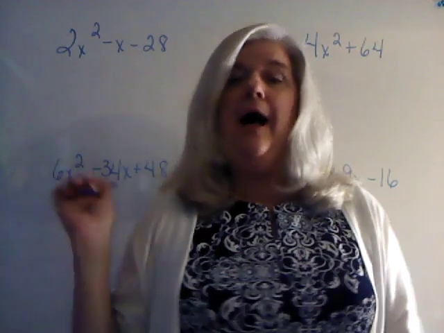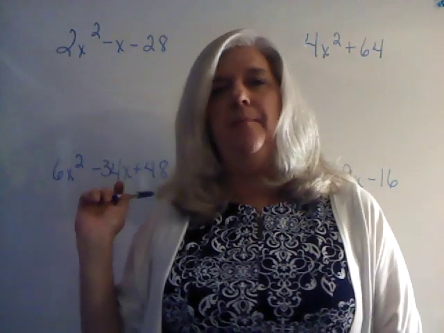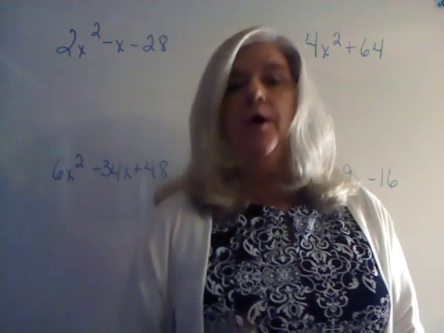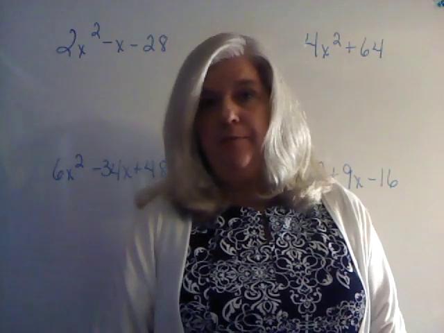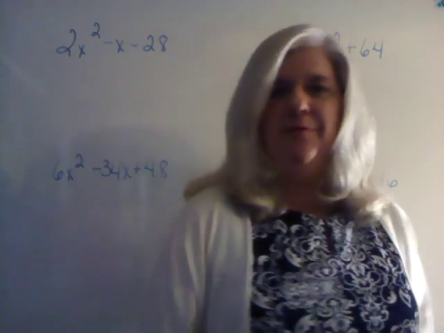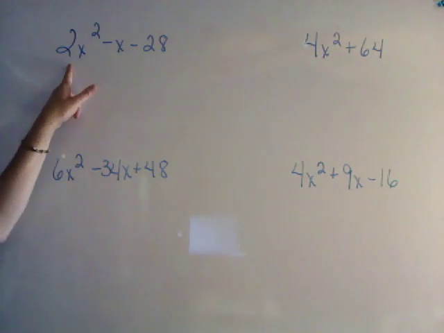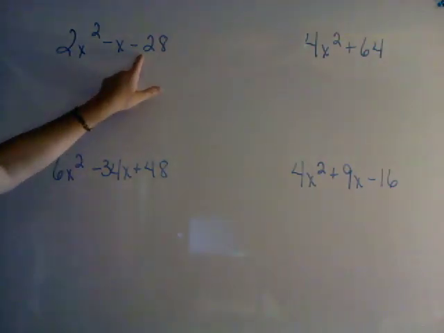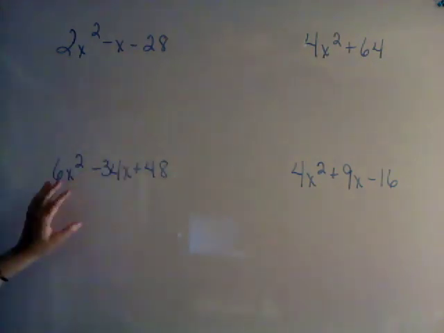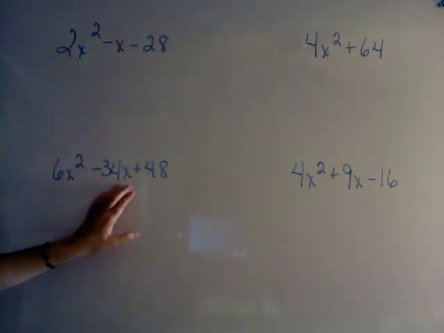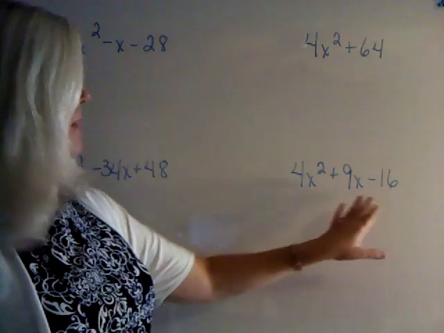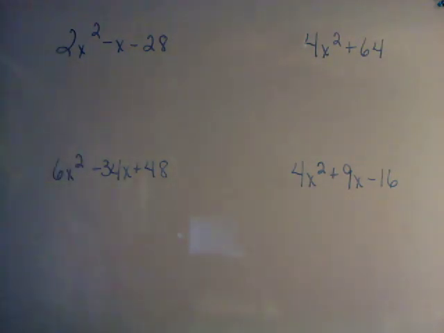Okay, now I have 4 trinomials up here that I would like for you to factor. Remember to use all of your factoring methods. Pause the video and then come back and see if you got them correct. 2x squared minus x minus 28. 4x squared plus 64. 6x squared minus 34x plus 48. 4x squared plus 9x minus 16.